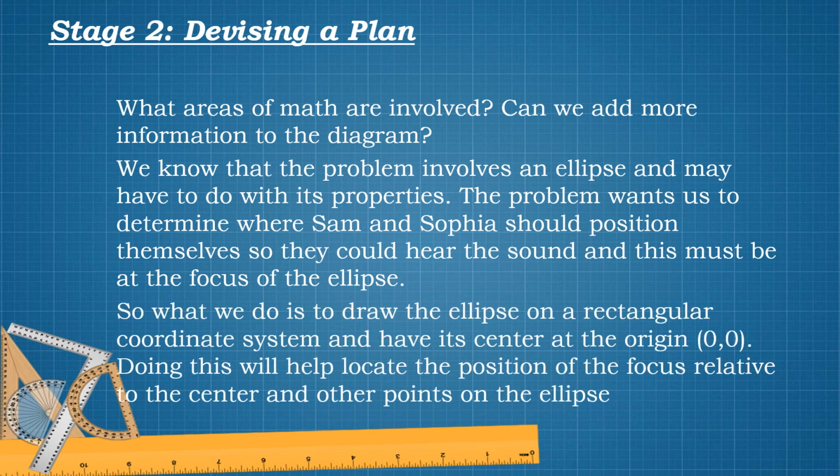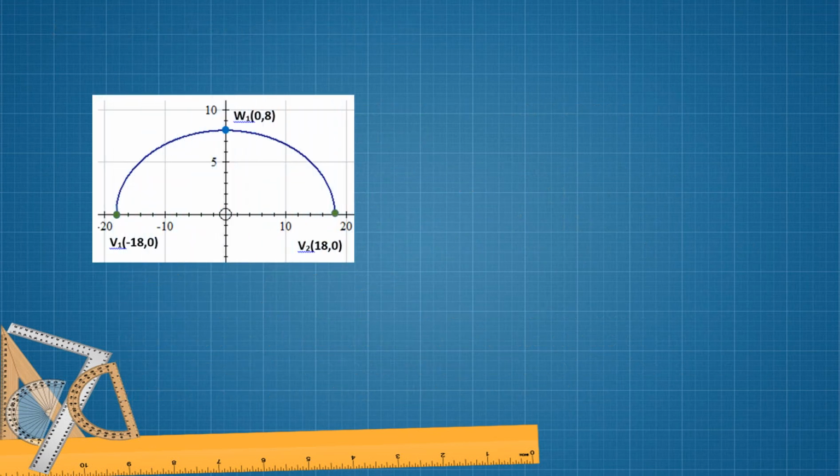Now, so what we do is to draw the ellipse on a rectangular coordinate system and have its center at the origin 0, 0. Doing this will help locate the position of the focus relative to the center and other points of the ellipse. So here is the illustration. So center is at the origin 0, 0. So we now have the V sub 1 and V sub 2, which is located at negative 18, 0 and 18, 0. And the co-vertex, which is equal to 0, 8.